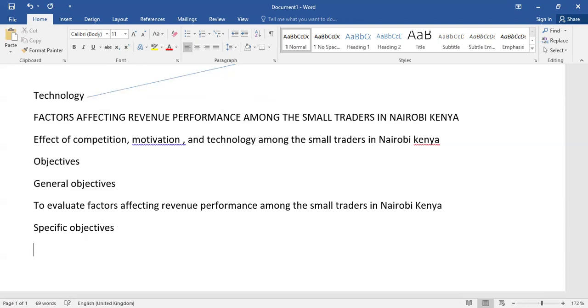Now, specific objective. We now choose the specific factors that affect. We have the factor of competition, the factor of motivation, and the factor of technology. That is a specific objective. For the specific objectives, we just take the first factor, then we write the second factor, the third factor. That's why we call it specific, but the general objective is just the topic the way it was.